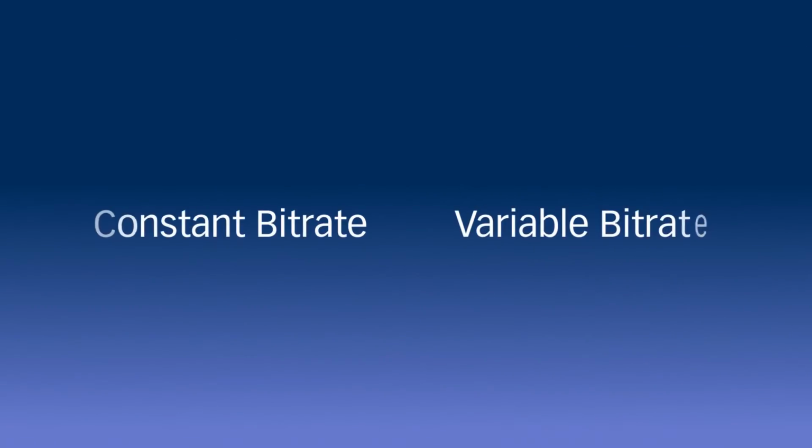Meanwhile, bitrate control can be described as either constant or variable. Bitrates can either maintain a constant flow of data for consistent quality, or have the codec determine how much compression is needed for each frame for greater efficiency.